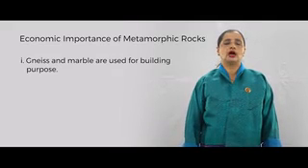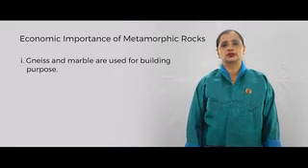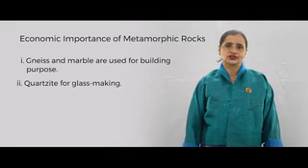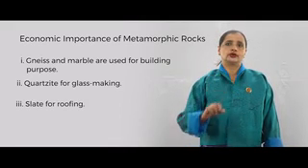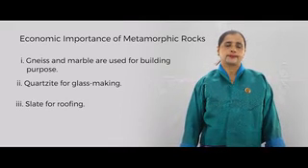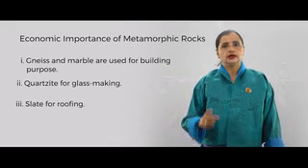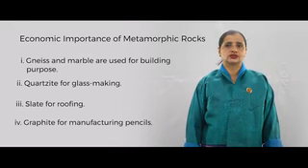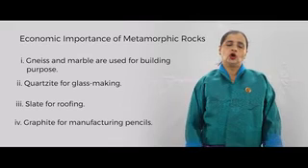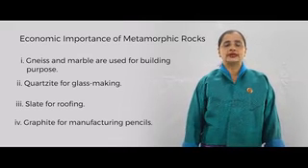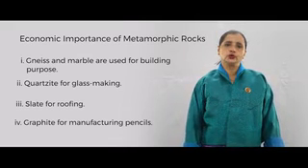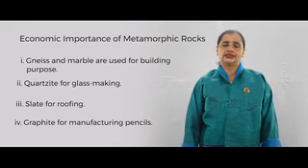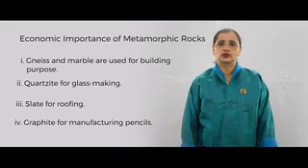Gneiss and marble are used for building purposes. Quartzites are used for making glasses. Slates are used for roofing. Finally, graphites are used for manufacturing pencils. All in all, most of the metamorphic rocks are used for building purposes. That's why it has great economic importance.